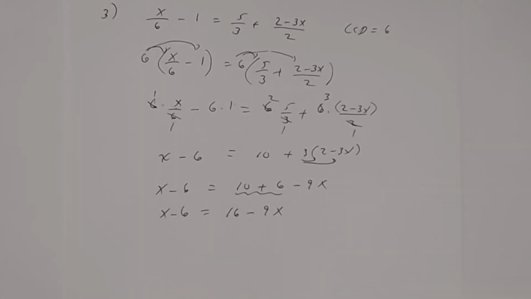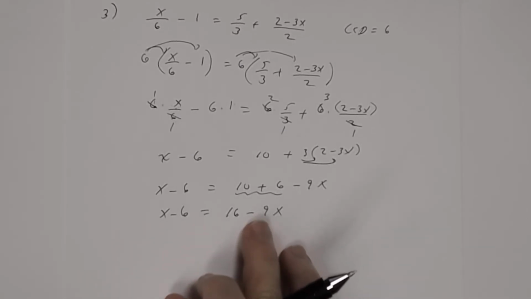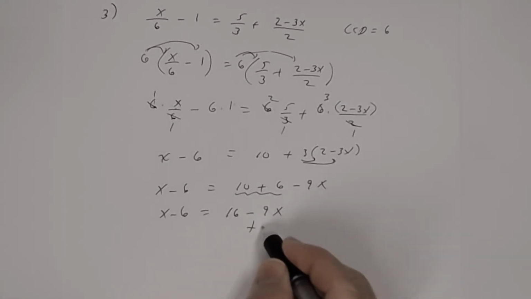Let's go ahead now and bring the variables to one side, constants to the other. So see how I'm subtracting 9x? Remember, the next thing is to add 9x. So I always do the opposite.